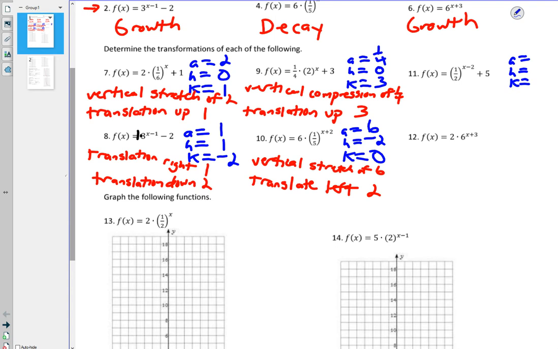Number 11, what's A? 1, good. What's H? 2, good. Positive 2, make sure you change the sign. And what's K? Good. Tell me the transformations.